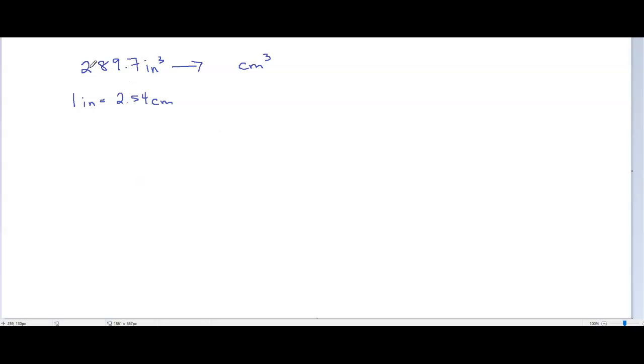So this is how we do it. Same thing as last time. We're going to start with what we're given. So we're given 289.7 inches cubed, and we're trying to get the answer to be in centimeters cubed. So we're going to multiply by a conversion factor, and we only need 1 because we're only doing 1 hop, inches to centimeters.